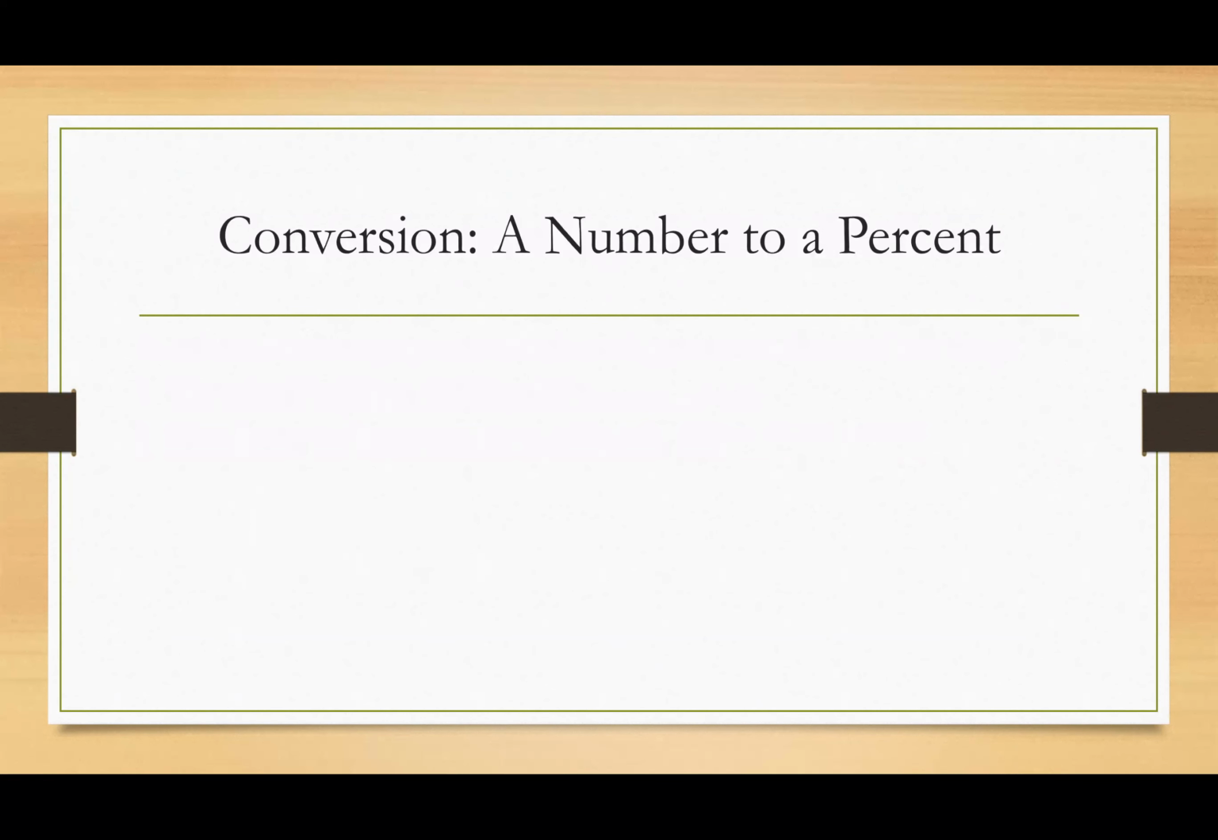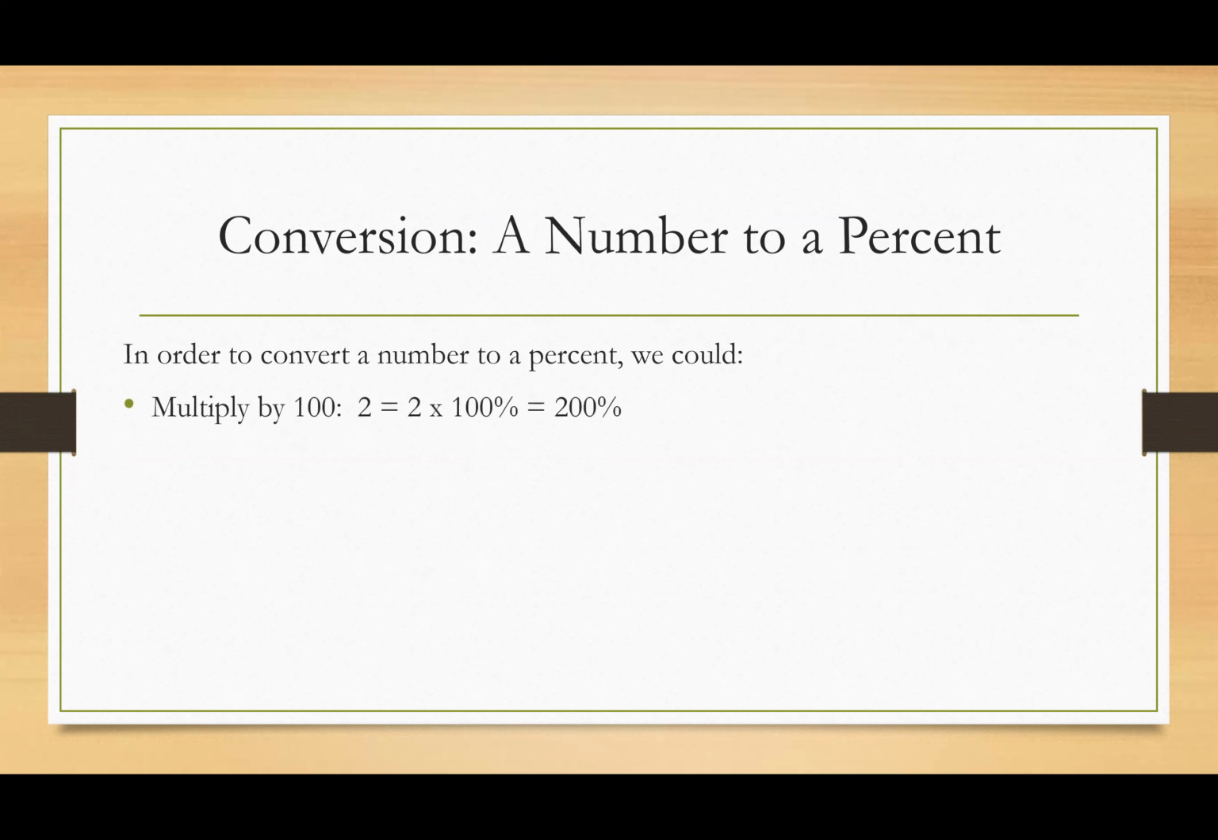Next, let's look at converting a number to a percent. In order to convert a number to a percent, we could multiply that number by 100. So 2, as we just saw, means 2 of a whole thing. And 2 times 100% means we have 200%, 2 whole. We could also move the decimal point 2 places to the right. So 0.65 is equivalent to 65%.